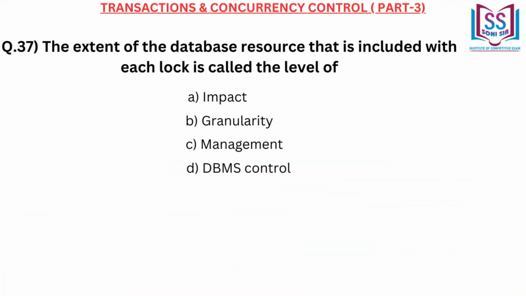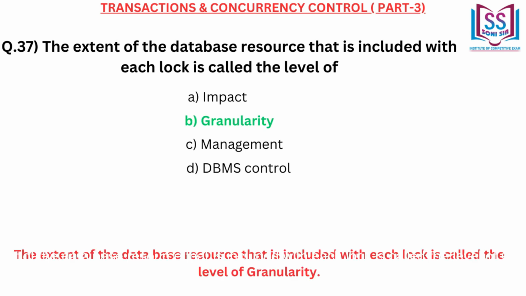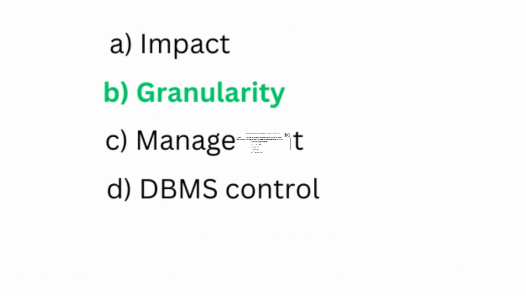The extent of the database resource that is included with each lock is called the level of A. Impact. B. Granularity. C. Management. D. DBMS control. Correct answer B. Granularity. The extent of the database resource that is included with each lock is called the level of granularity.